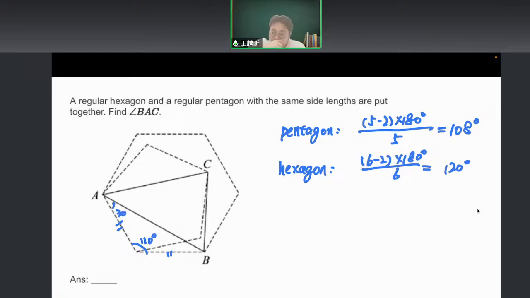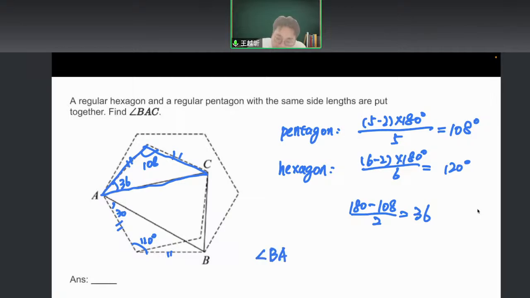And let's look at this triangle. This angle is just 108 degrees. Also, this is a kind of isosceles triangle, right? So we know this is how many degrees? It's just 180 minus 108, divided by 2, equals to 36 degrees. So this one is 36 degrees. So the angle BAC is just 120 degrees minus 30 degrees minus 36 degrees. Sorry, this one is 108.